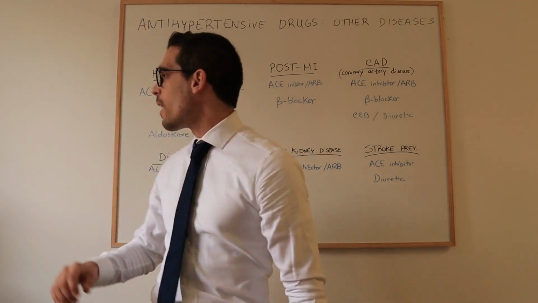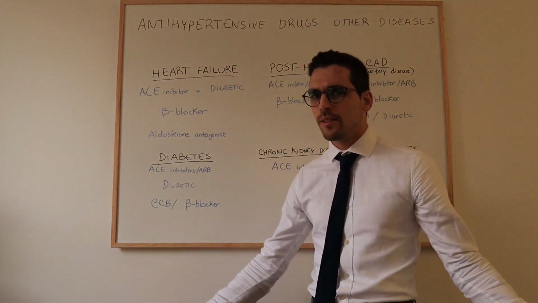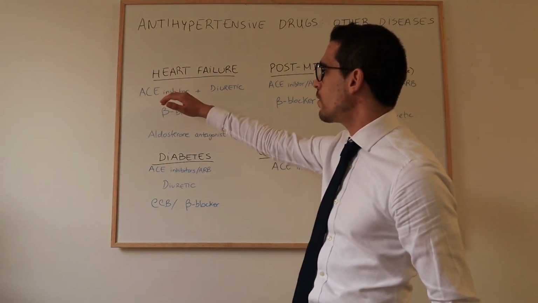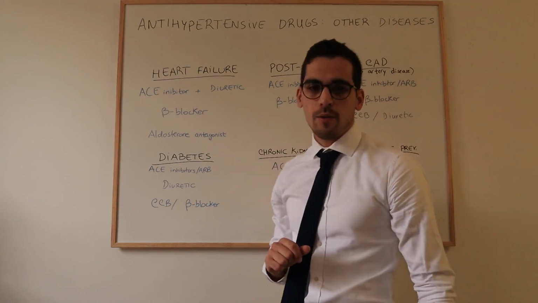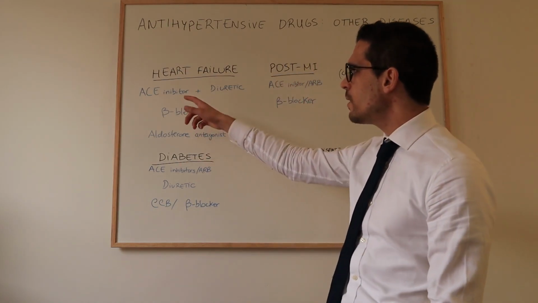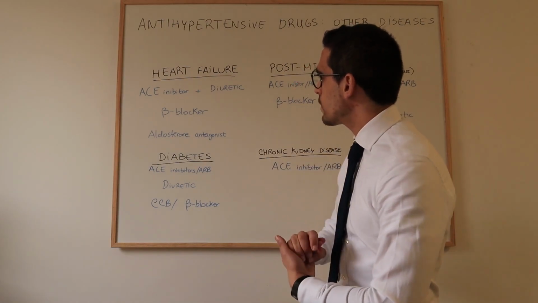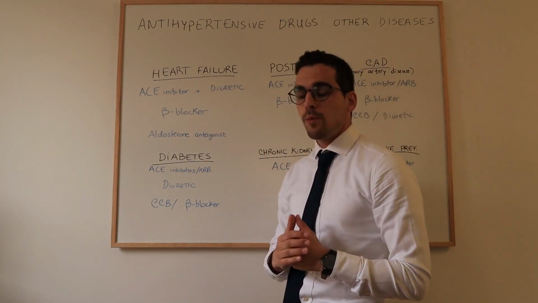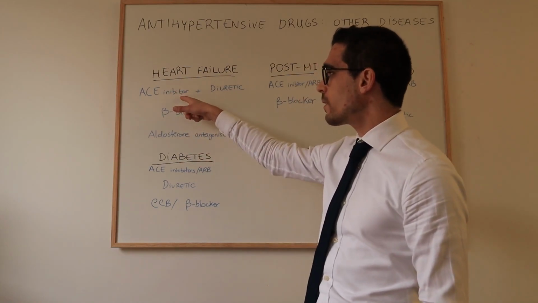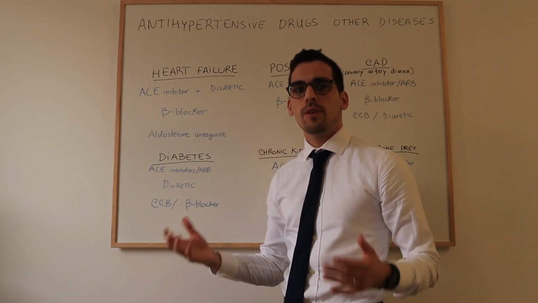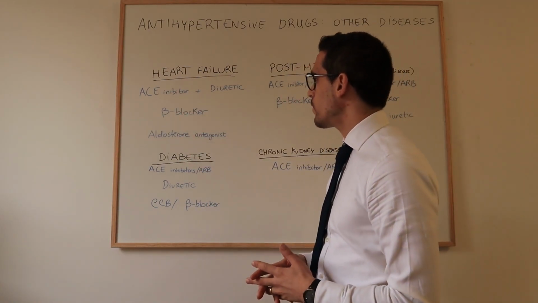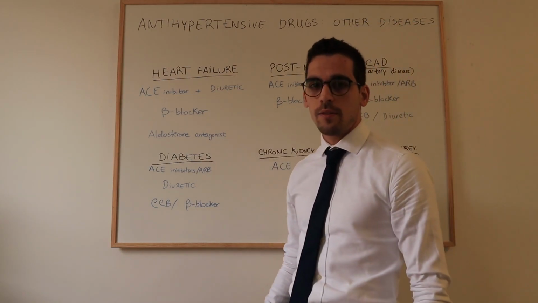So first of all, heart failure. What is the first choice to give? It's to give an ACE inhibitor and a diuretic. Why? ACE inhibitor is cardioprotective. This is very important. They are given to patients with heart failure, and it's shown that ACE inhibitors can revert the left ventricular dysfunction present in patients with heart failure.